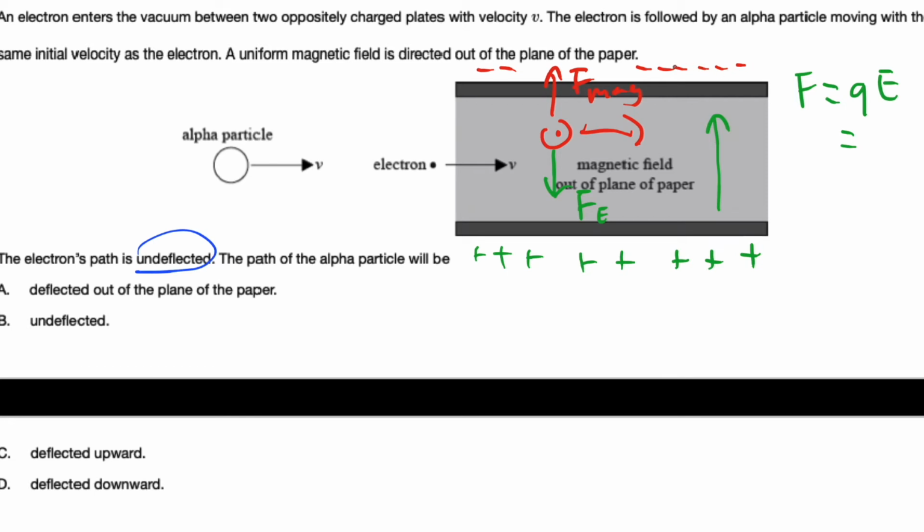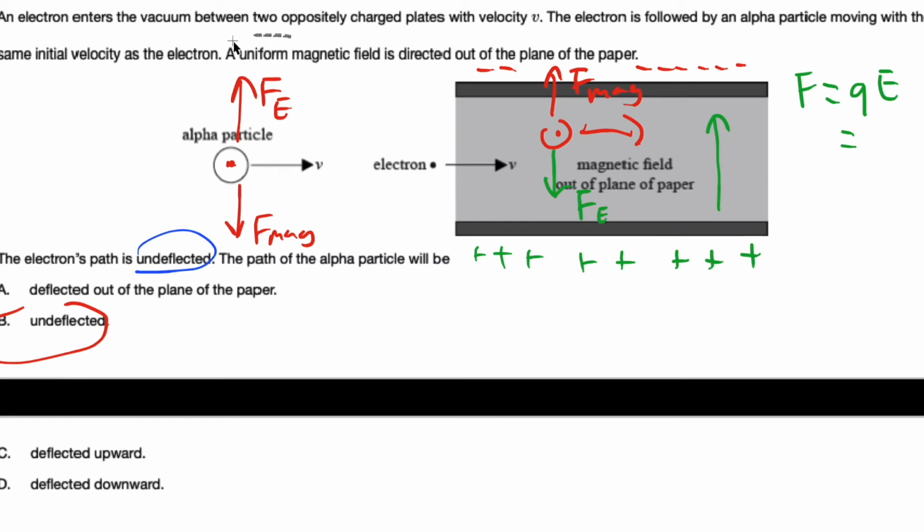So now I can do the same thing for the alpha particle. The alpha particle is positively charged, which means the force due to the electric field is going to be in the same direction as the electric field, so pointing upward. For the magnetic force, the magnetic field is pointing out of the page, so the force will be downward. So it also will remain undeflected. You can solve the problem by analyzing the forces, but there's a quicker way of doing this.